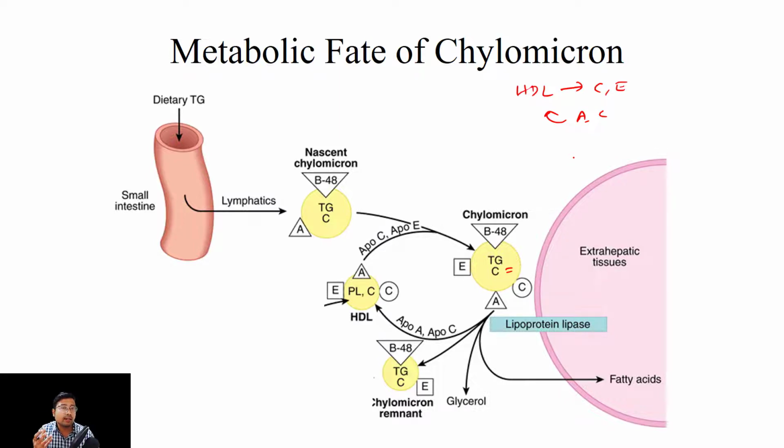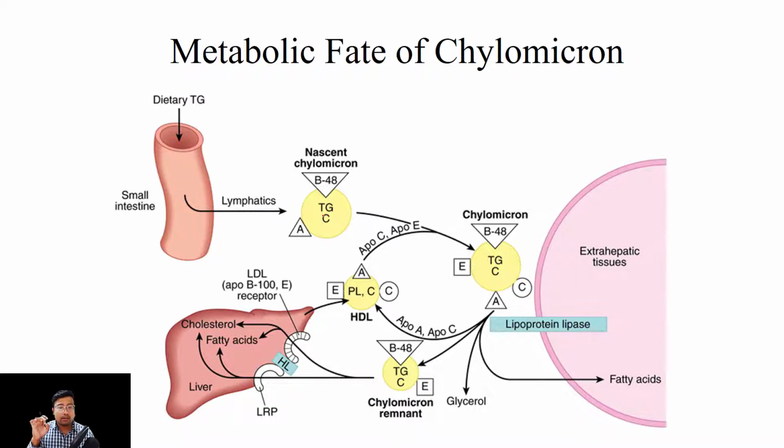What does the chylomicron become? After donating A and C, the chylomicron is left with ApoB48 and ApoE. Mind it, these two look similar, right? But the size of the nascent chylomicron is much bigger. It has got ApoA with B48, whereas the chylomicron now, after the action of lipoprotein lipase, has got B48 and ApoE, and the size is much smaller and it becomes much denser. It is known as chylomicron remnant.